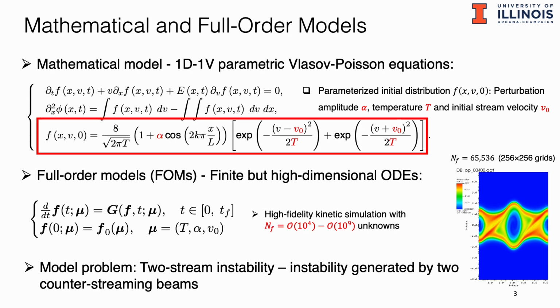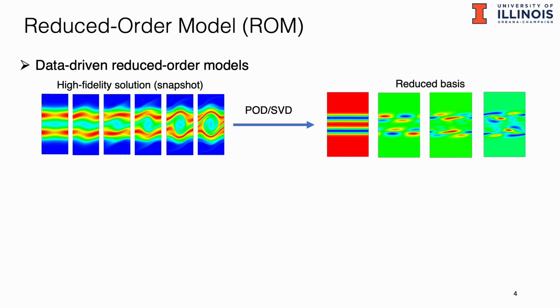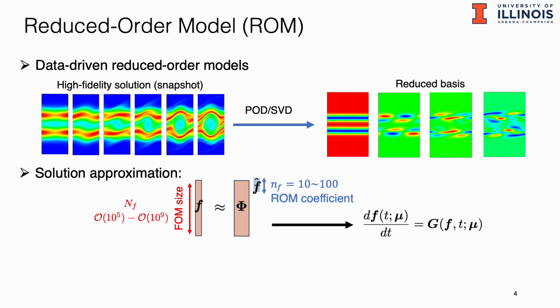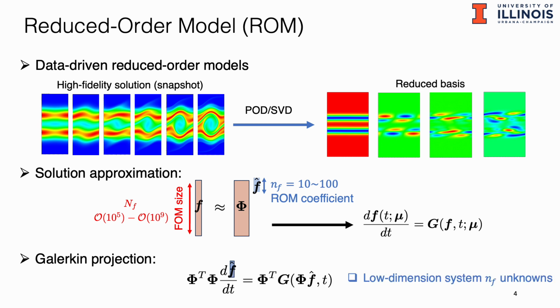For our reduced order model, we consider a data-driven approach where we use high-fidelity solution to construct the reduced basis function. The reduced basis function are then used to approximate the forward model solution F. By substituting the approximation into the high-dimensional ODEs, and with Galerkin projection, we derive a low-dimensional system similar to the forward model but with only 10 to 100 unknowns.